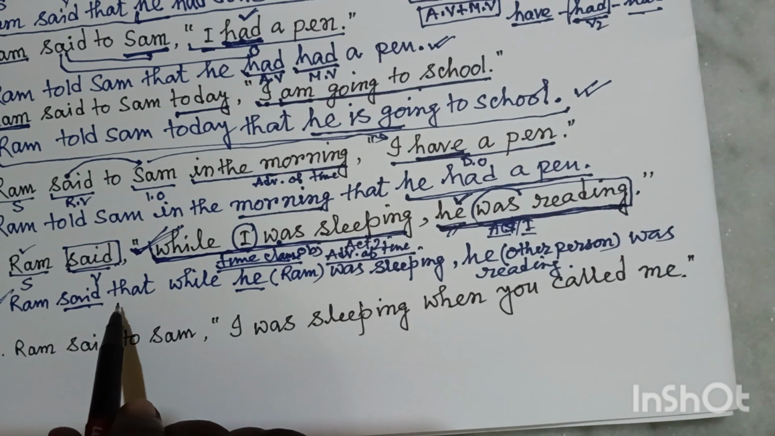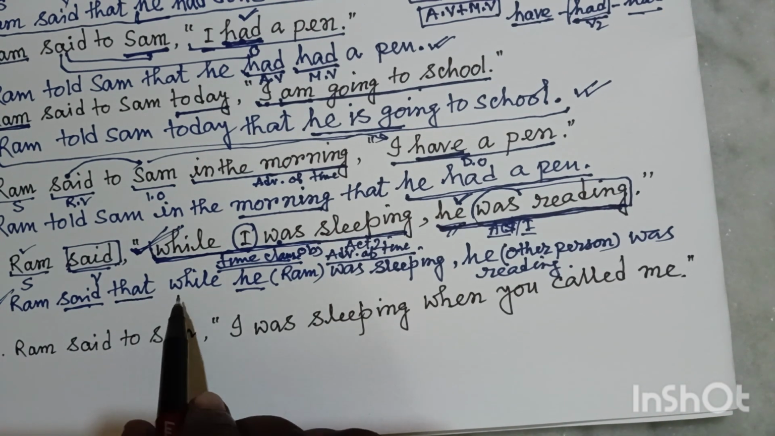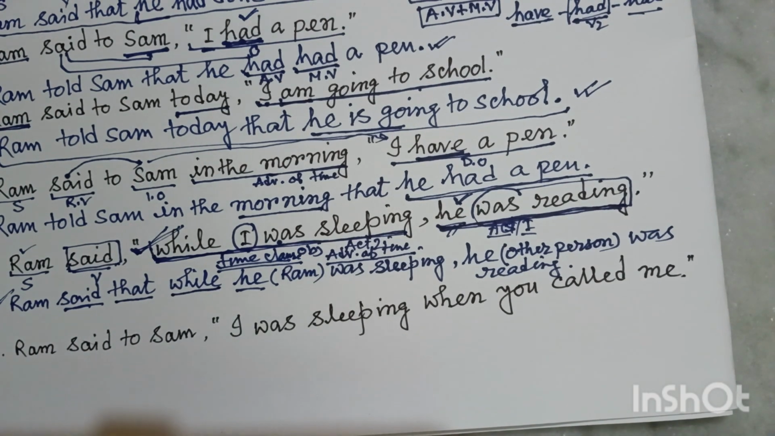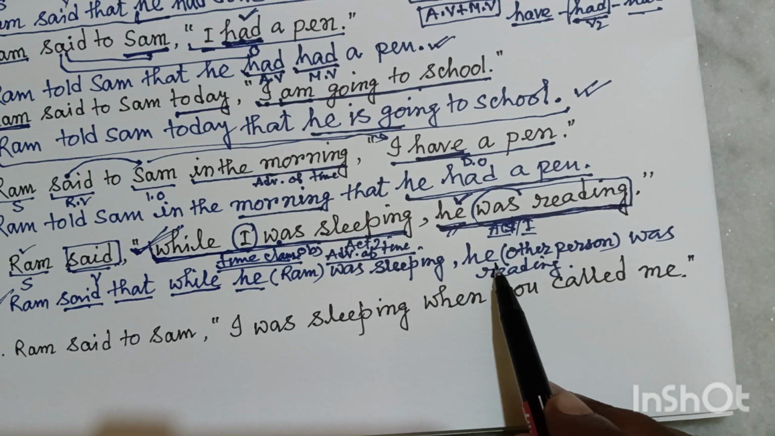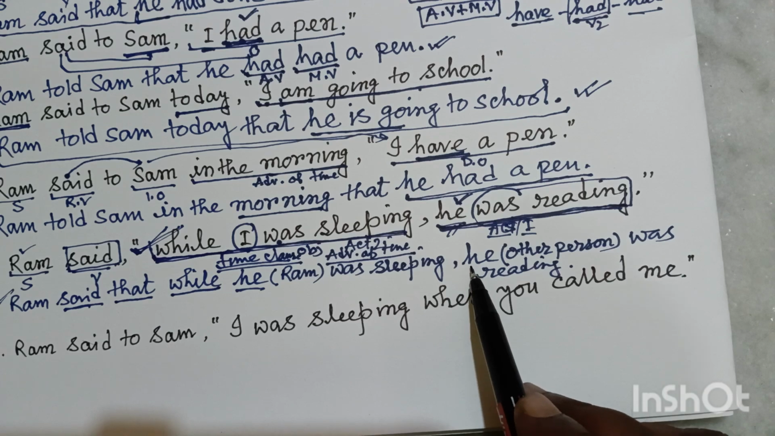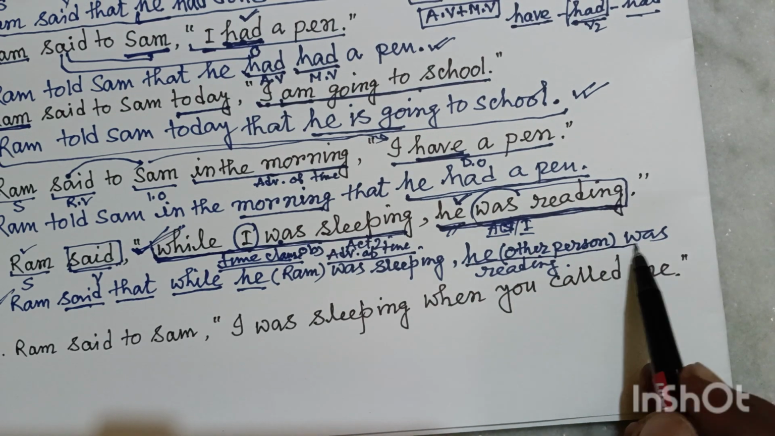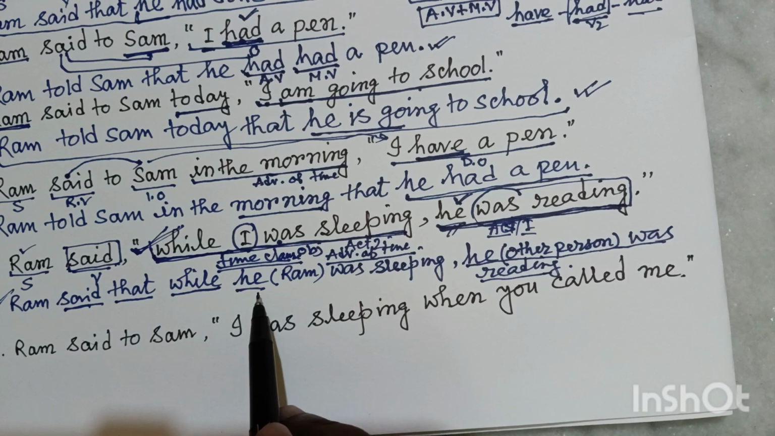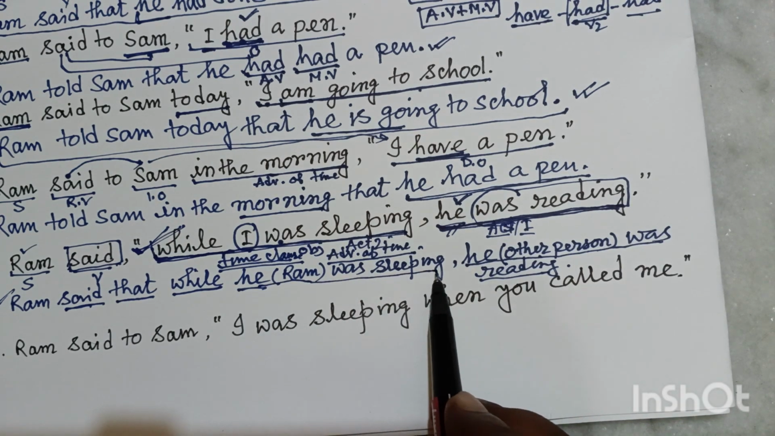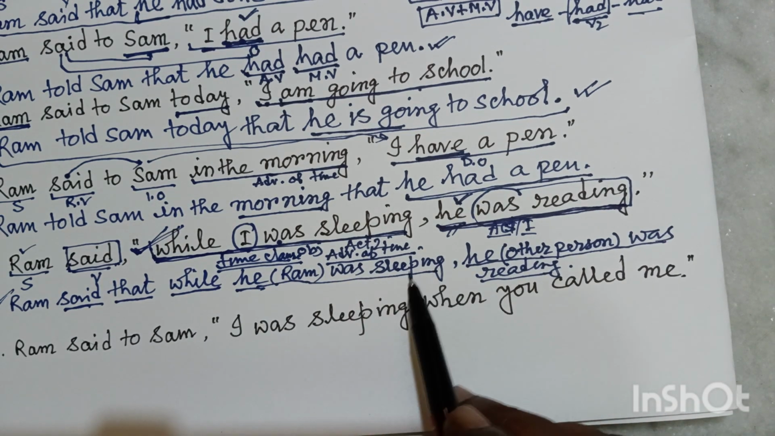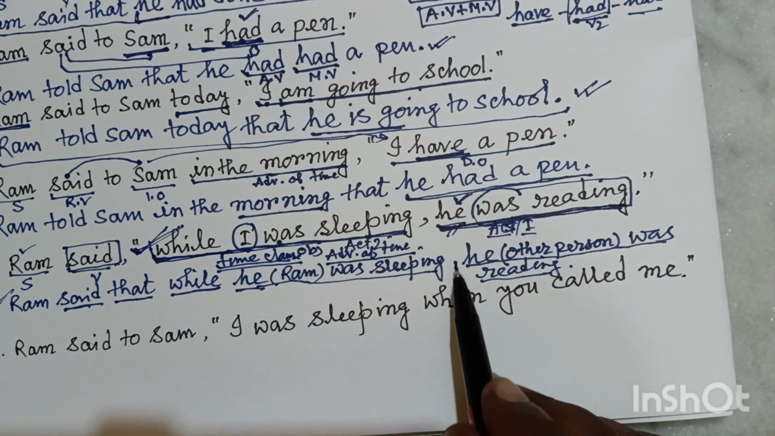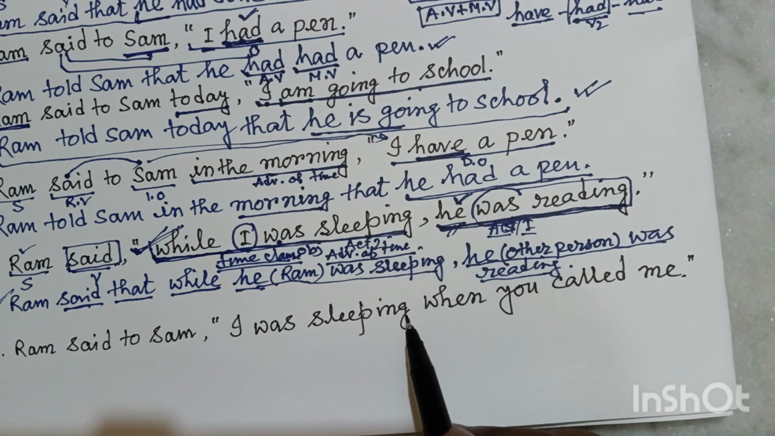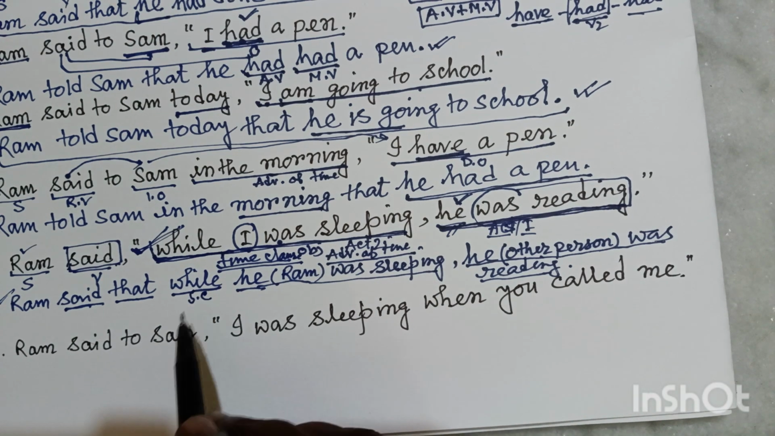Now friends, you can be confused, or you can ask one question: why are there two subordinating conjunctions? Actually friends, you can see there are two sentences, or two clauses. This is one clause and this is one clause. So whenever we are using two clauses in a sentence, obviously we have to use here one subordinating conjunction. This is the subordinating conjunction.